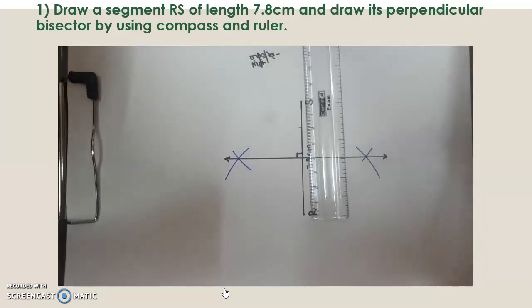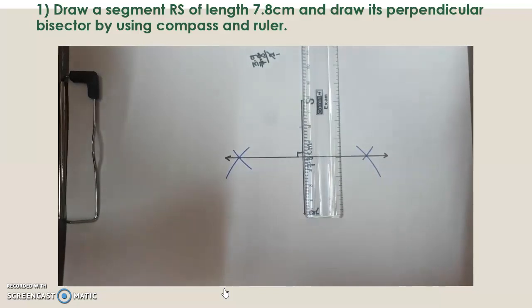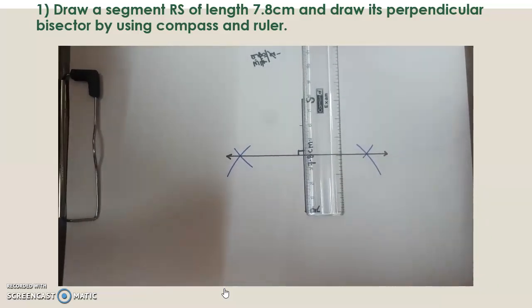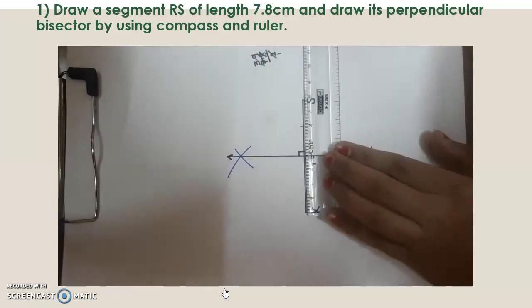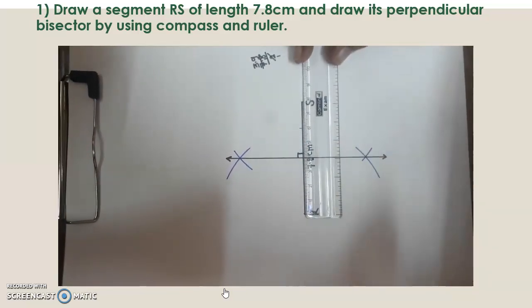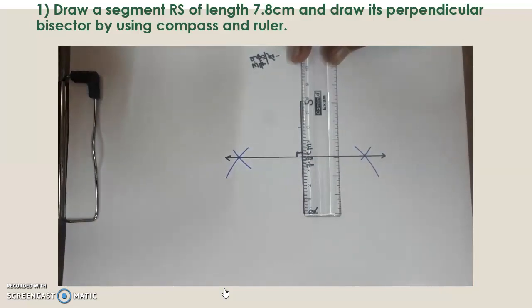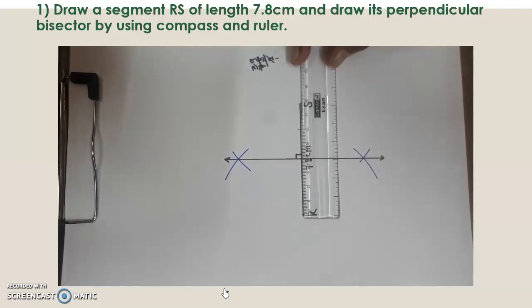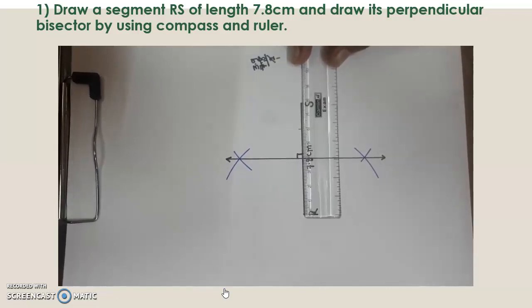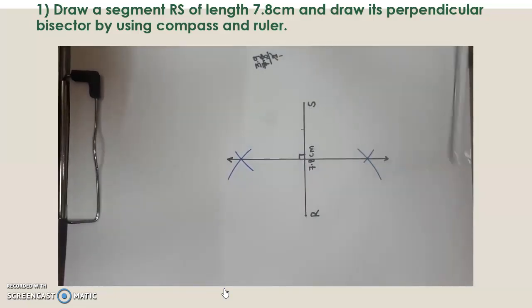Now let us check by using a scale whether we are getting exactly 3.9 or not. Yes, correct. Our construction is perfectly correct. We are getting 3.9 perfectly. So whenever you draw the perpendicular bisector of a segment, you also have to check it in the same way. In this way, you will come to know whether your construction is correct or not.